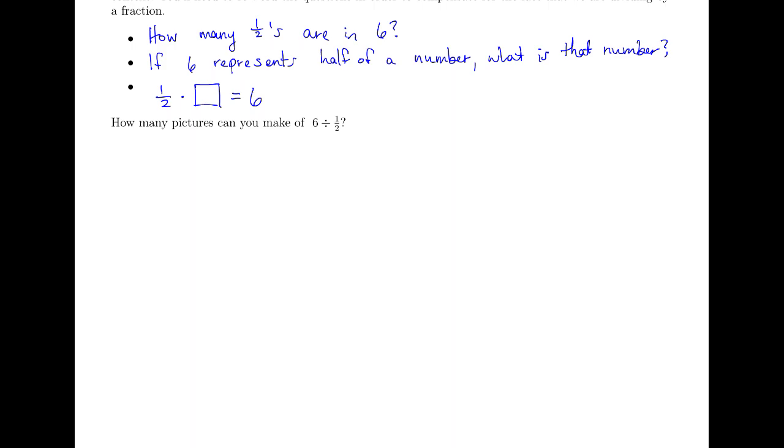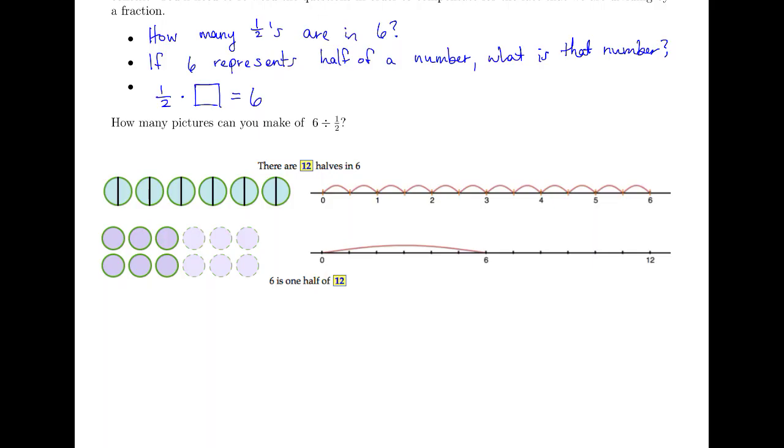Okay, and the pictures I came up with, again, are pictures of objects. So if I want to know how many halves are there in 6, well, there's 1, 2, 3, 4, 5, 6, 7, 8, 9, 10, 11, 12 halves in 6. And this is again represented on the number line, that it takes 12 halves to make 6. The other one is, if 6 represents half of a number, then what is that number? Well, 6 is half of 12. So this is the picture that shows that.